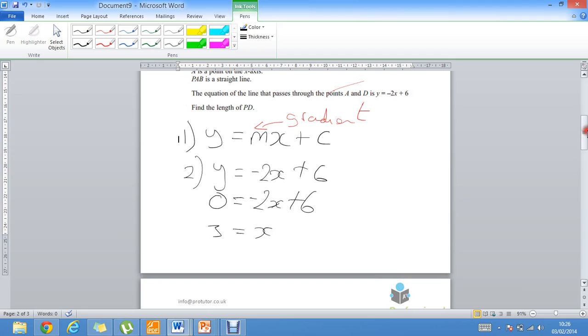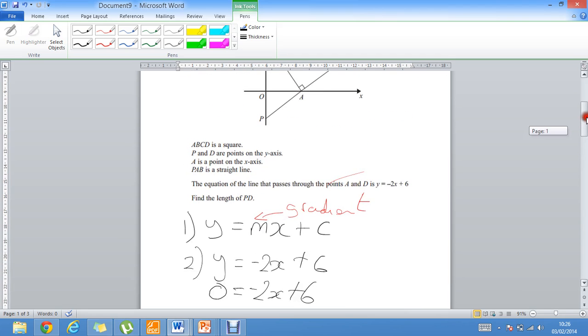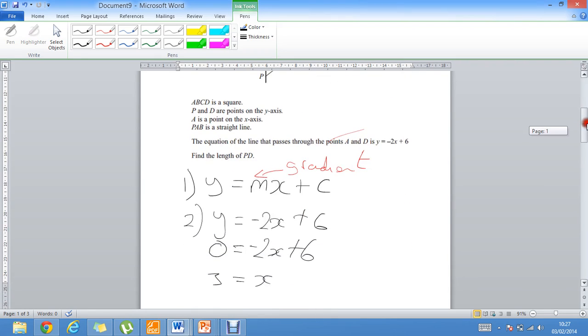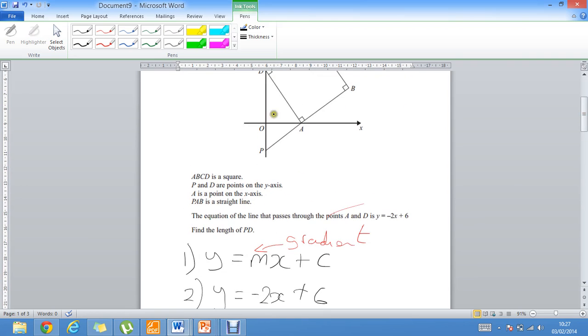Number 1, you have to know that y equals mx plus c, m being your gradient, c being the y-intercept. That should give you a massive clue to find out what the D coordinate is. Then you just put in the y value as 0, because over here my point is 0, and you should be able to work out the x value.